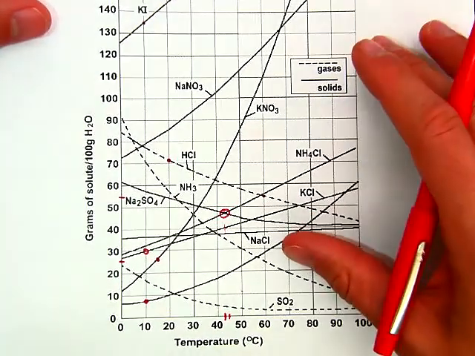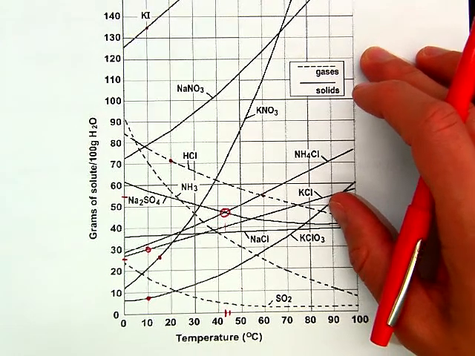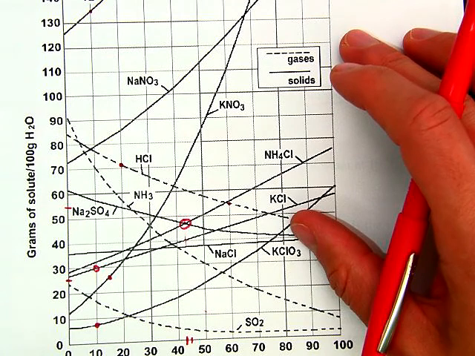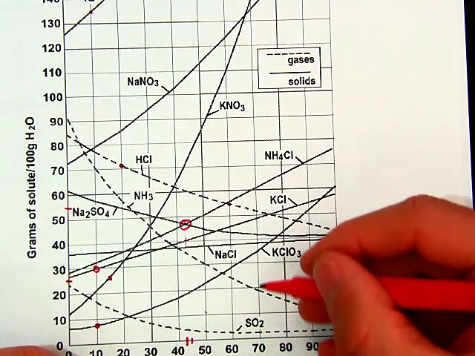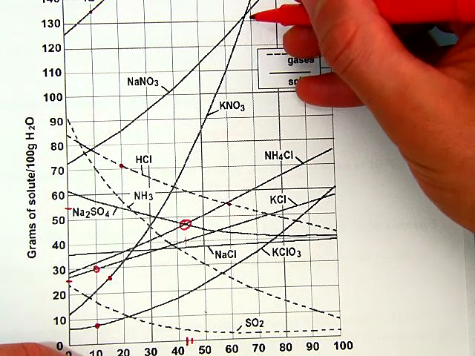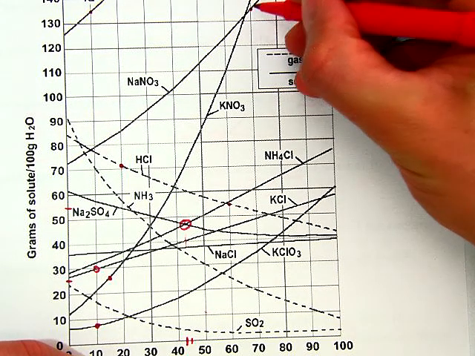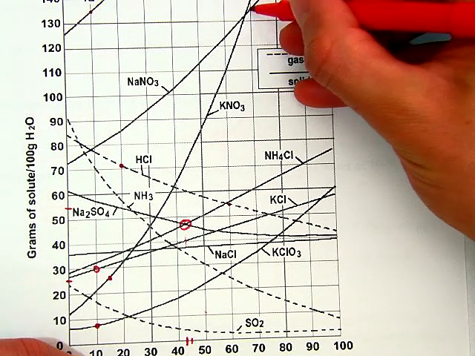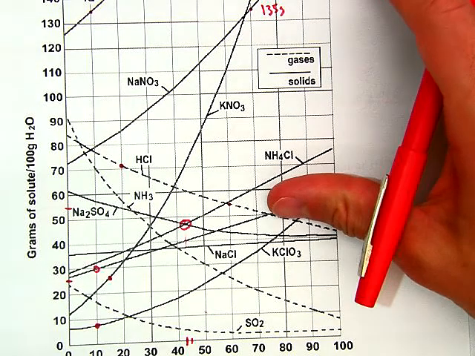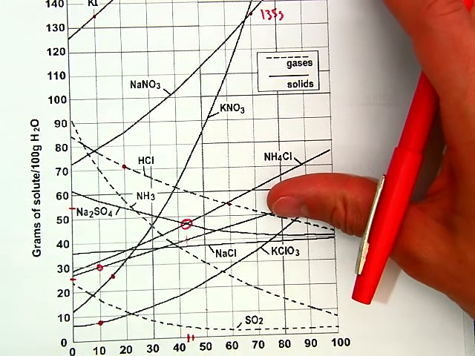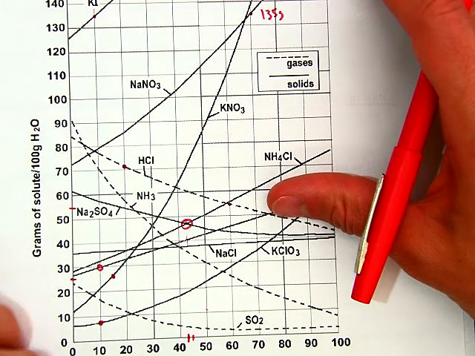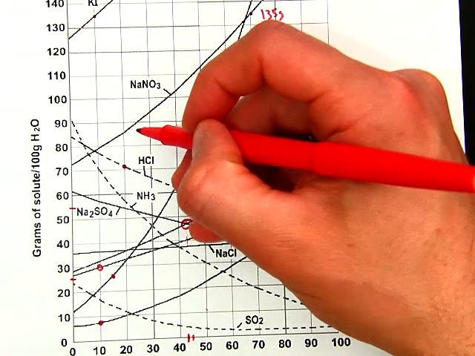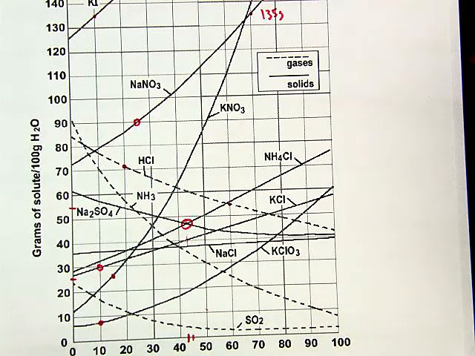NaNO3 is what we're interested in. The temperatures are 70 and 25. So let's see if I can fit this on the graph here. At 70 degrees, we're going to go up until we hit the line for NaNO3, which is right here. Let's say that's pretty close to 135. It's between 130 and 140. And then it's going down to 25, which here's 30 and here's 20. So 25 is halfway between these lines, which is right here, which is about 90.